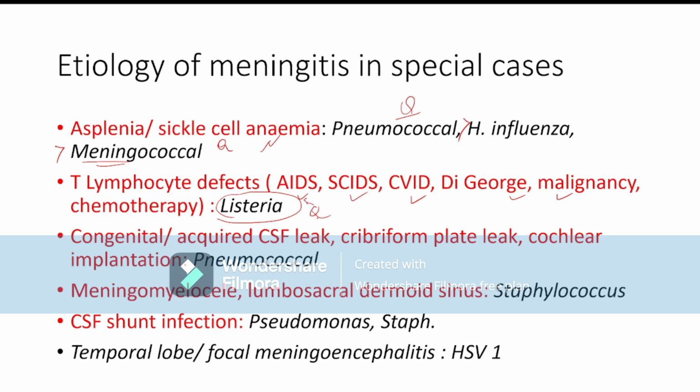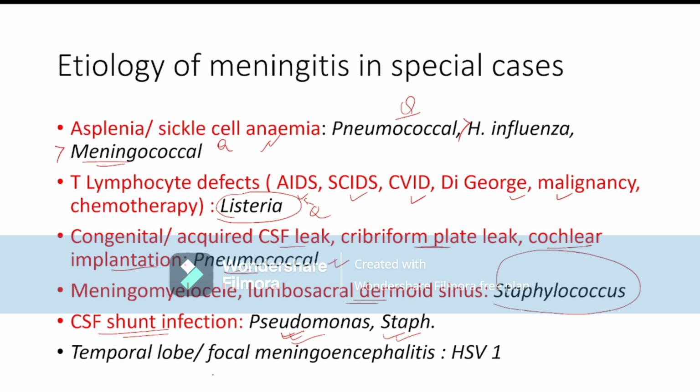This is also an MCQ. If the child is suffering from a congenital or acquired CSF leak or CSF rhinorrhea, or there is a cribriform plate leakage and the CSF comes out from the cribriform plate, or the child has gone through cochlear implantation, then the most common organism is Streptococcus pneumoniae, or pneumococcal meningitis. If the child has meningomyelocele or a lumbosacral dermal cyst or dermal sinus, then the most common organism is Staphylococcus. If the child is suffering from a CNS shunt infection, the most common cause of meningitis for this is Pseudomonas, and after that there is Staphylococcus.